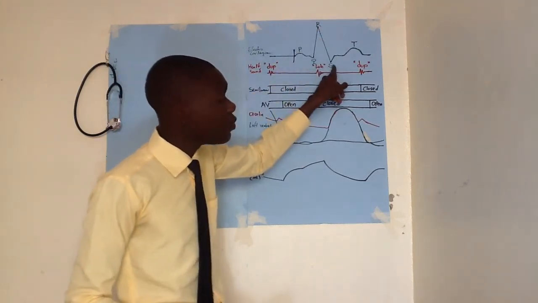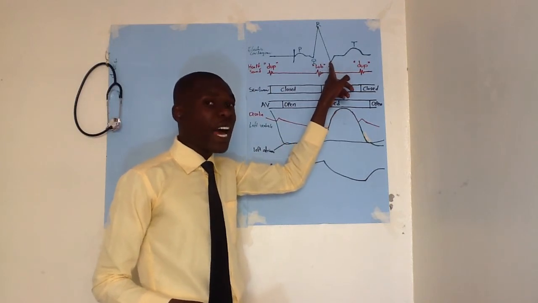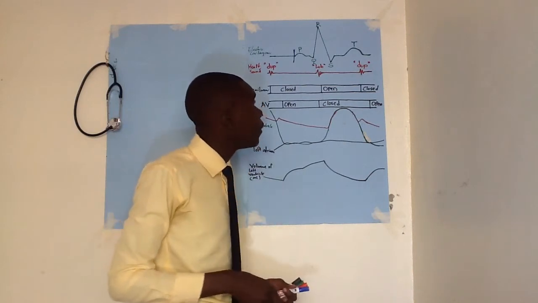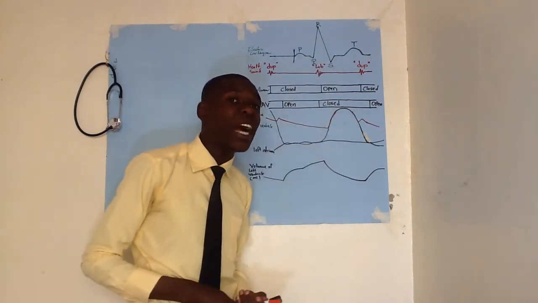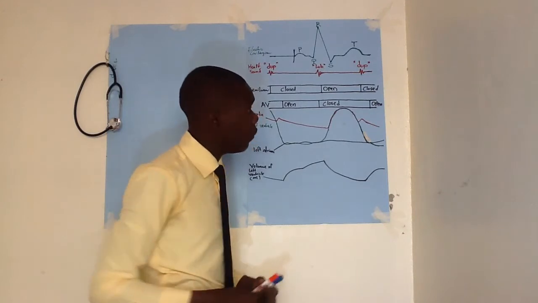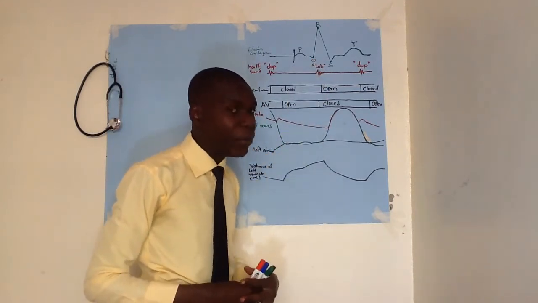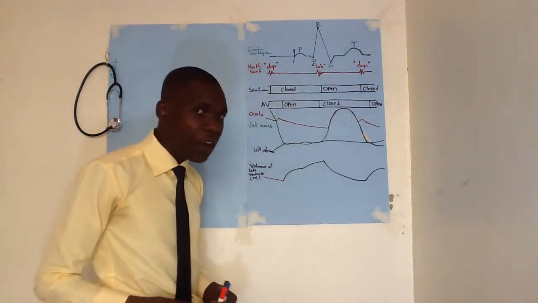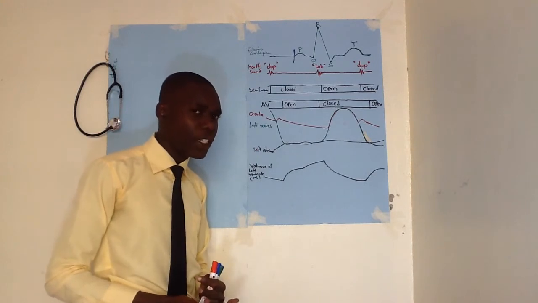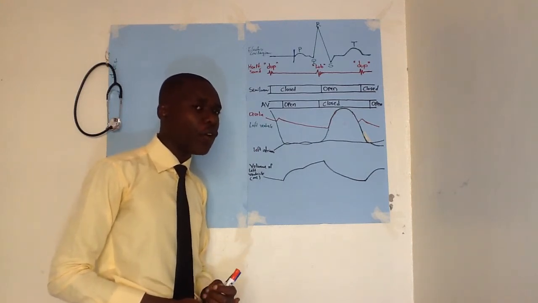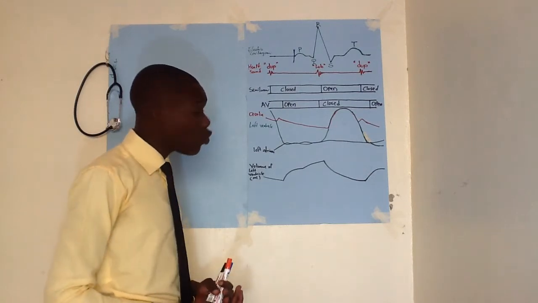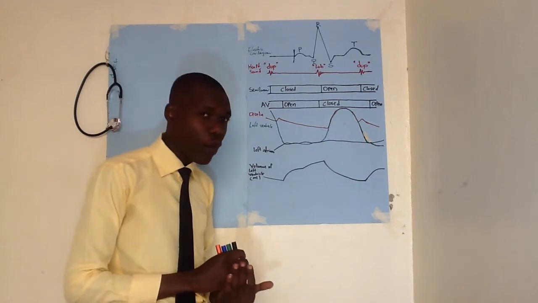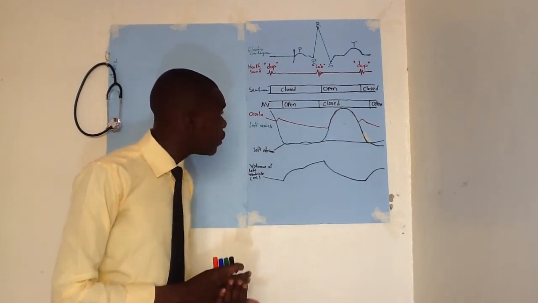From the QRS, we are having ventricular depolarization, but the atria are repolarizing, even though the graph of the atrium cannot be seen because it is being outweighed by the charge of the ventricular depolarization. Then at T, we are having ventricular repolarization.